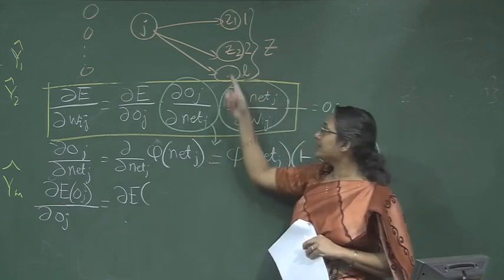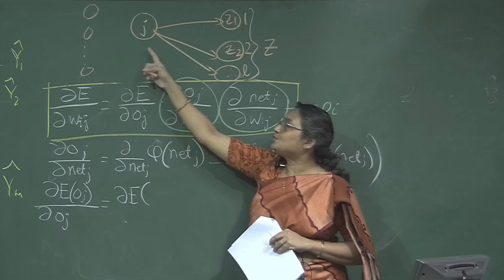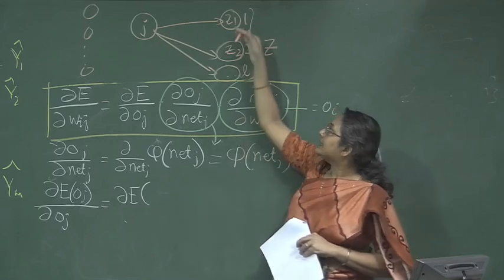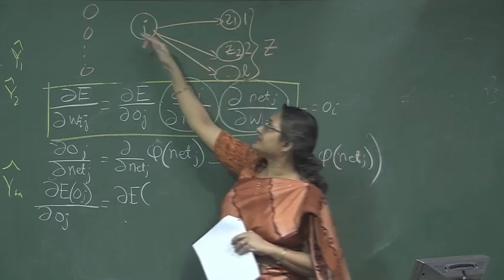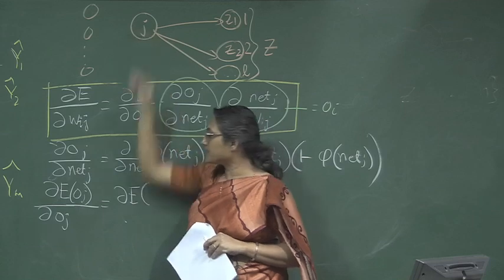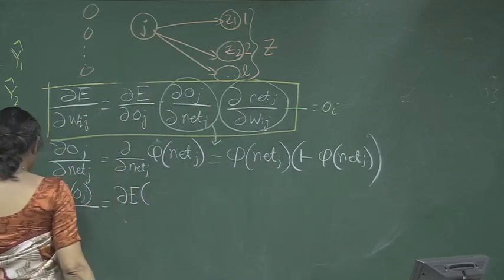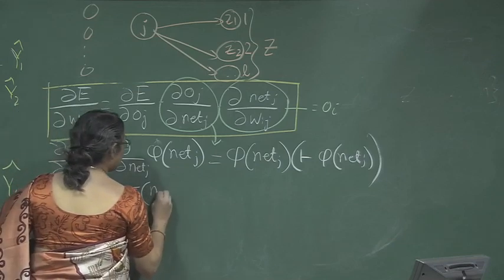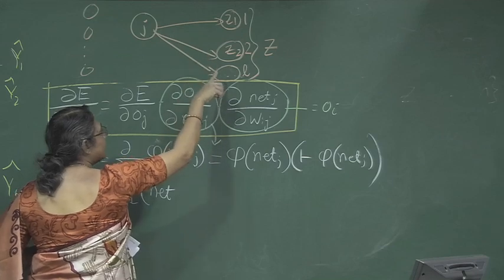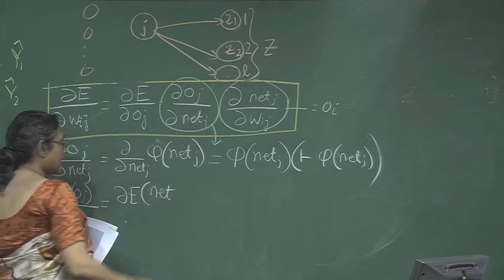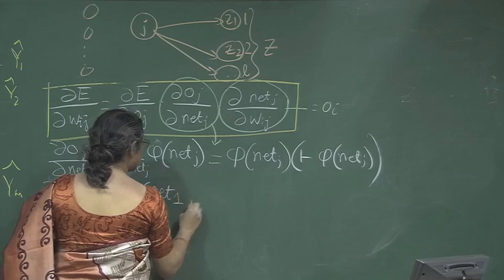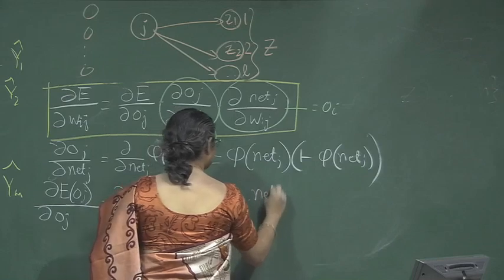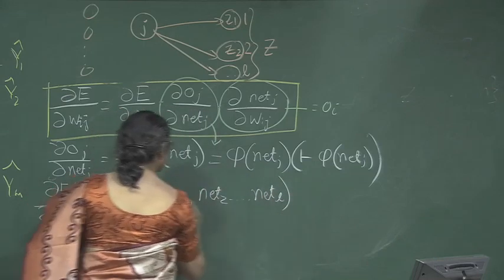So, these are the nodes to which the output of j is feeding, and therefore, during back propagation, the error at these nodes is due to the error here. So, the error of oj is based on the error of net 1, net 2, and so on up to net L, by del oj.